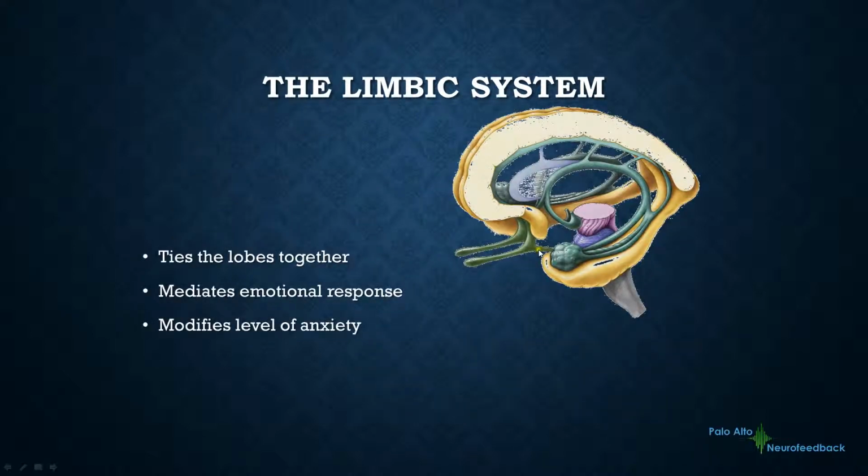The limbic system also spans from the front to the back of your brain. It ties the lobes together, so the different lobes are tied together here. It mediates emotional response and modifies the level of anxiety.